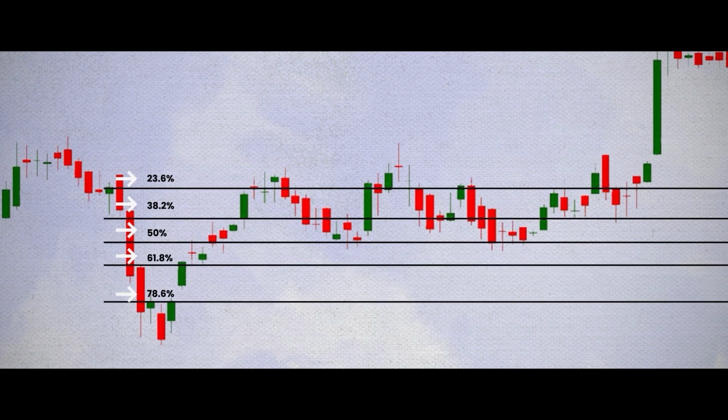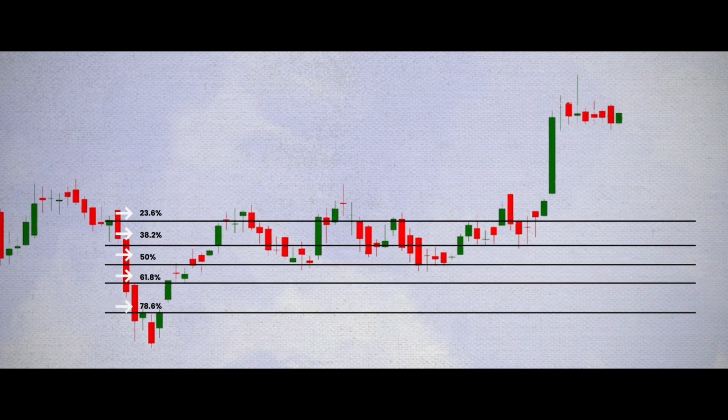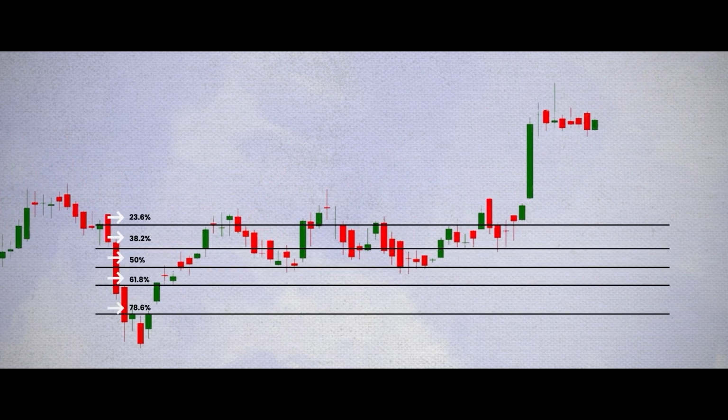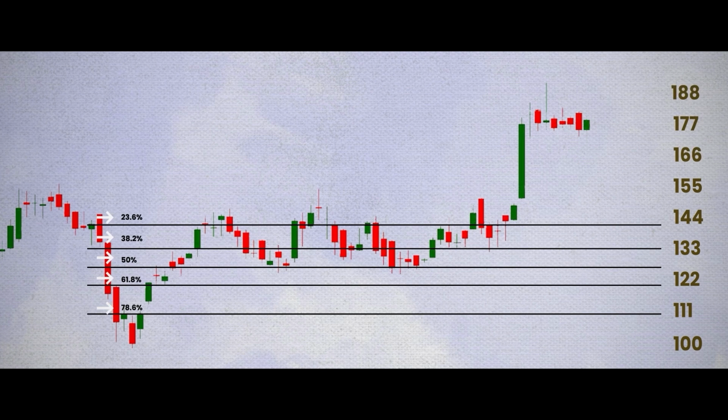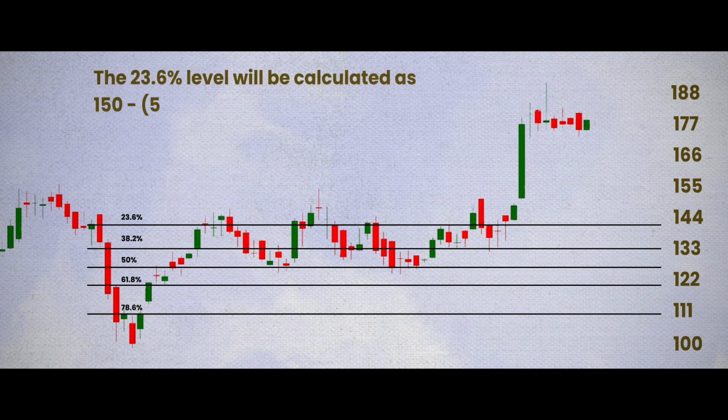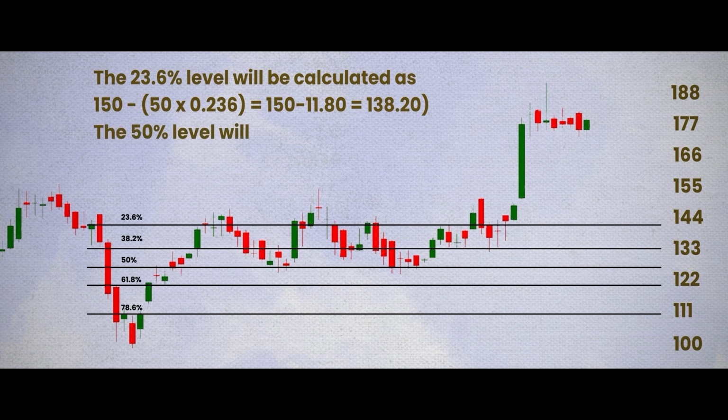But how do we use these numbers? Can you please give an example? Sure. For example, the price rises from 100 rupees to 150 rupees, and these two price levels are the points used to draw the retracement indicator. Then, the 23.6% level will be calculated as 150 minus 50 into 0.236, which is equal to 150 minus 11.80, which is equal to 138.20. The 50% level will be at 150 minus 50 into 0.5, which is equal to 125, and so on.